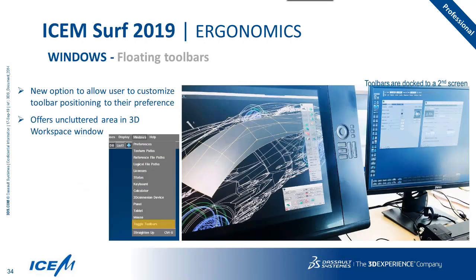Okay, this is a great one. If you have one of those enormous monitors, or you have 2 monitors side by side, you like to make use of that space. Some people like to put all the menus on one screen and the graphical window on another. And with Icem Surf, that's not been so easy until today. So what we can do now is we have an option called toggle toolbars. Let me show you how that works.